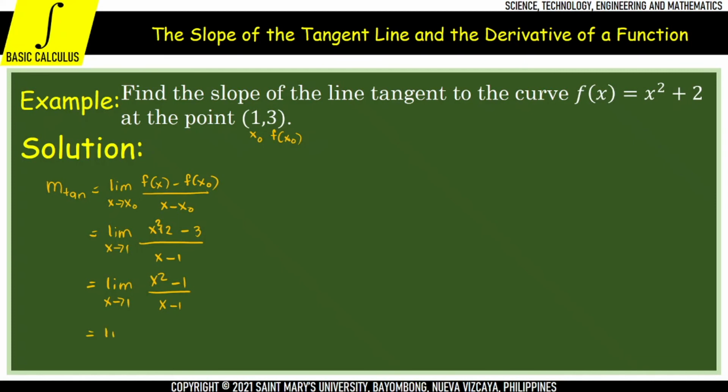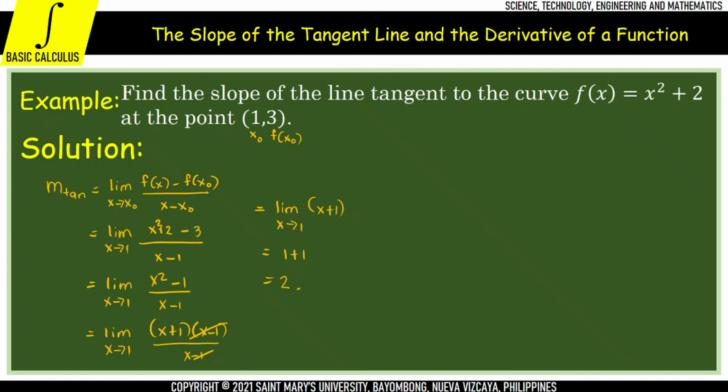Next, factoring our numerator, that's equal to x plus 1 times x minus 1, again, difference of 2 squares, kaya kukunin mo lang yung square root. So, we have x minus 1 all over x minus 1 as x approaches positive 1. Next, cancel common factors. M sub tan equal to the limit of x plus 1 as x approaches positive 1. Next, evaluating the limit is equal to 1 plus 1, which is equal to 2. Therefore, the slope of the tangent line at the point 1, 3 is equal to 2.